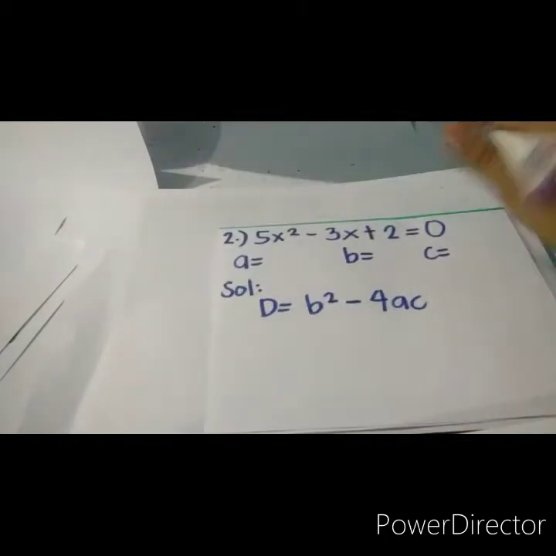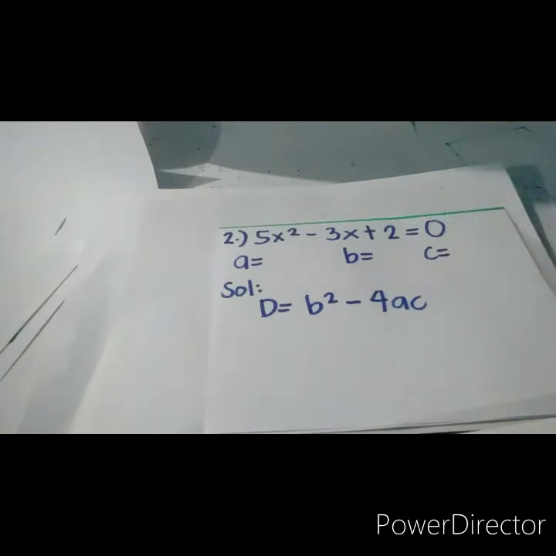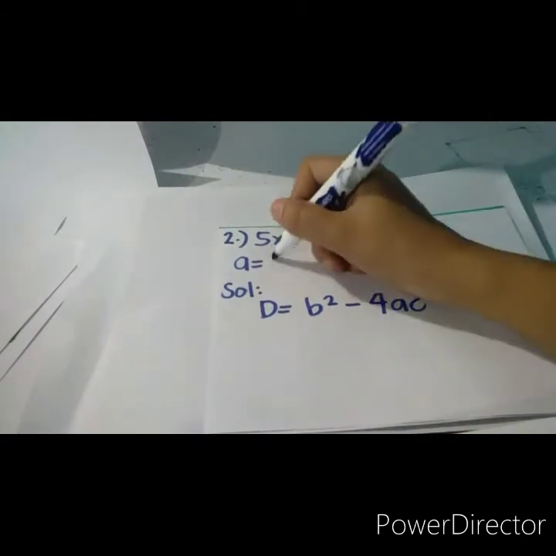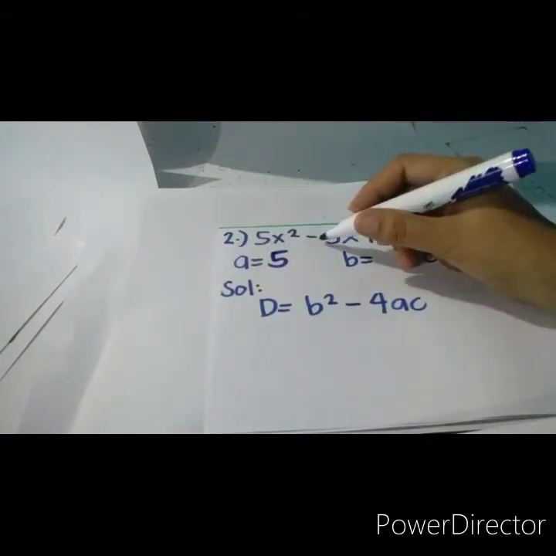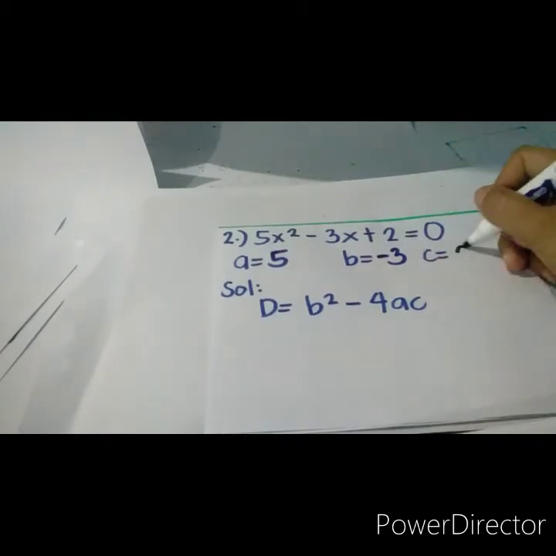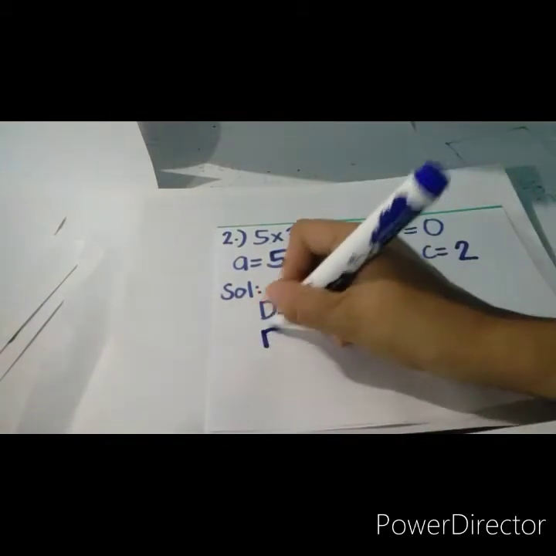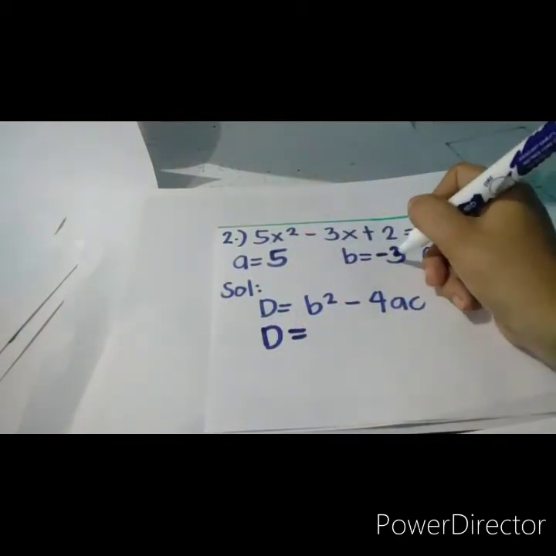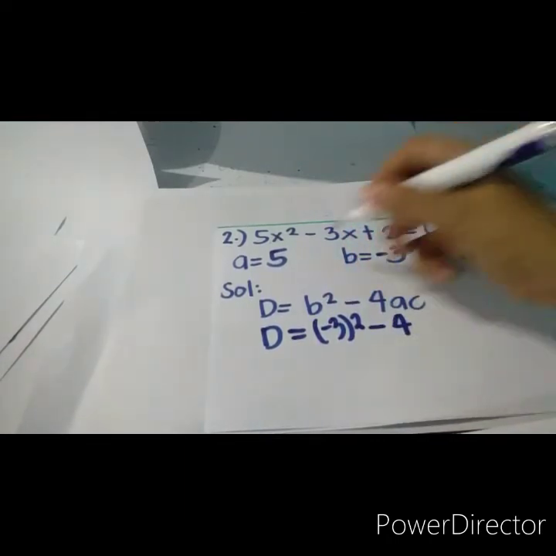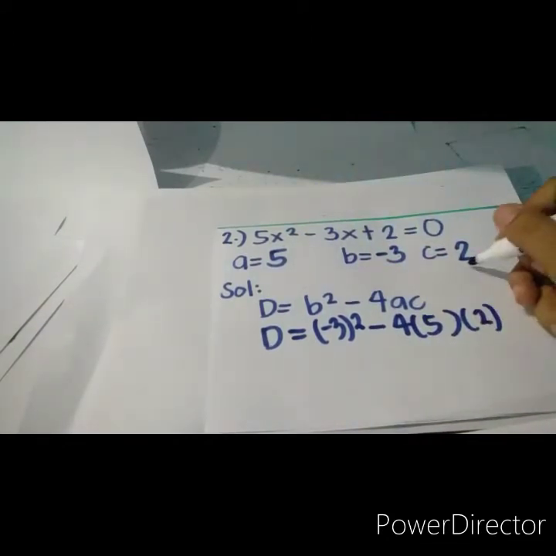Next, we have the second example: 5x squared minus 3x plus 2 equals 0. What is the value of a? That is the numerical coefficient of x squared, so you have 5. What is the value of b? That is negative 3. And the value of c is positive 2. After that, substitute in the formula. So we have D is equal to, our b is negative 3 squared, minus 4 times our a, which is 5, times 2, that is the c.